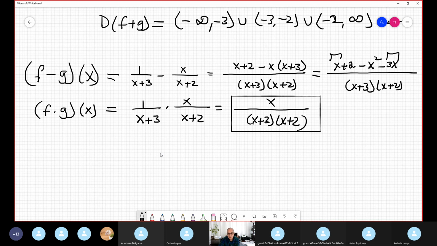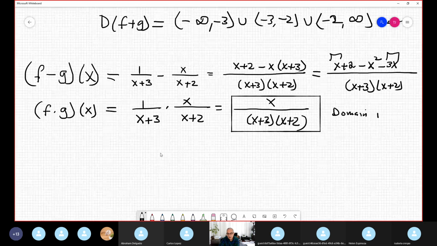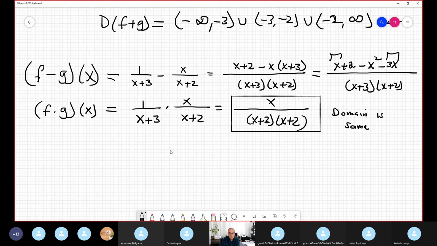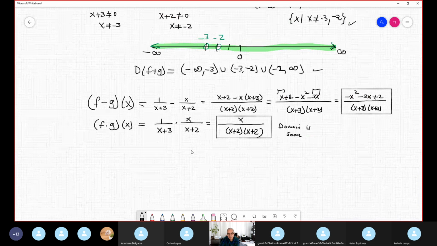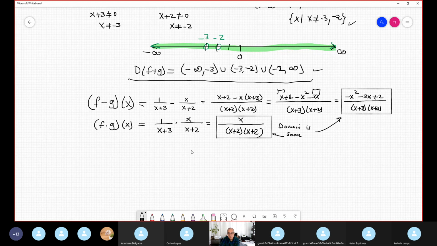And the domain is the same. The domain is the same as we computed before in addition and subtraction. Same domain for this and same domain for this. And same domain for this super fantastic expression.